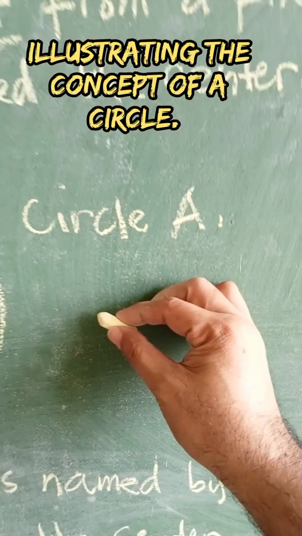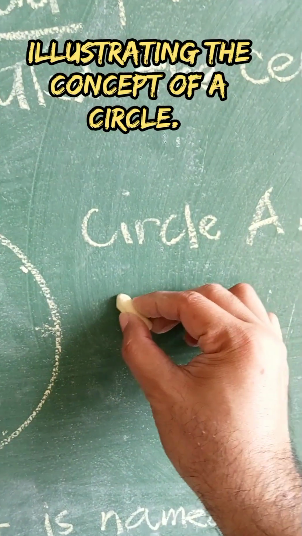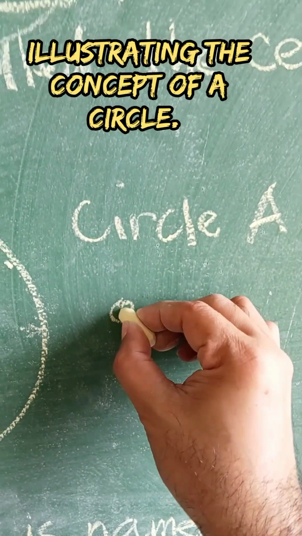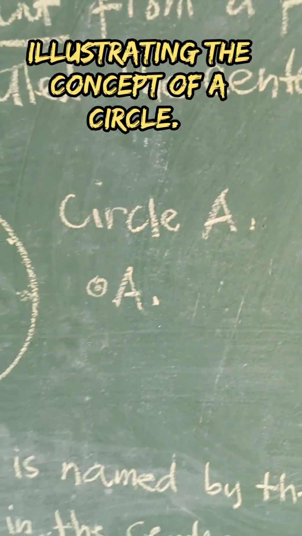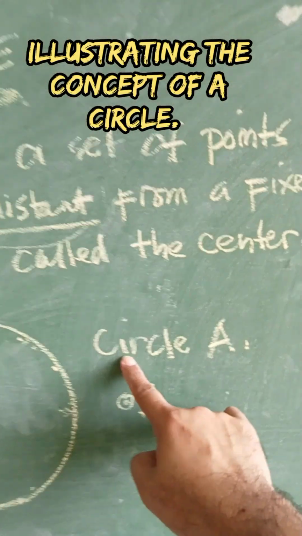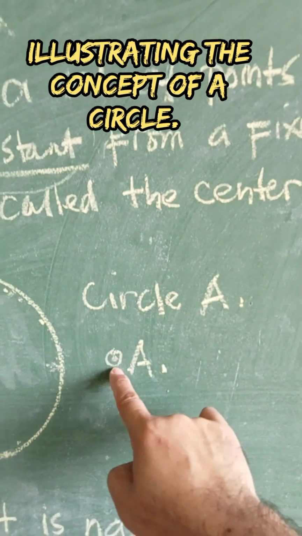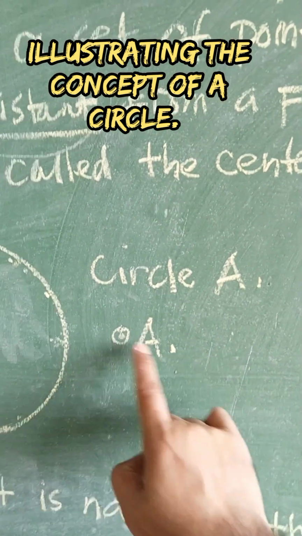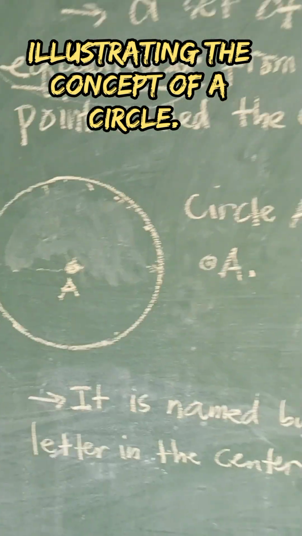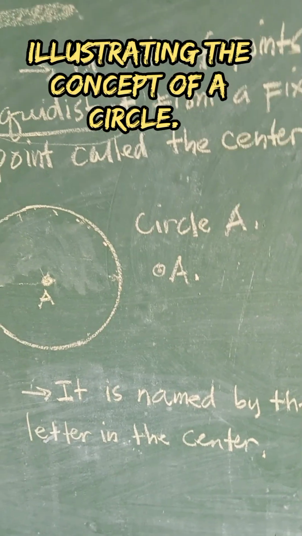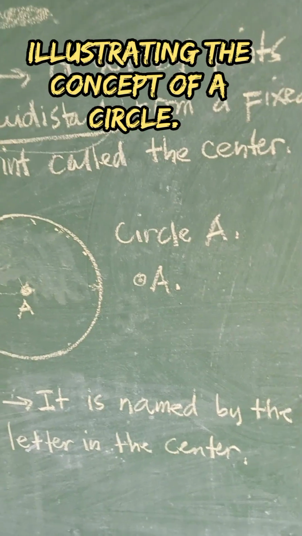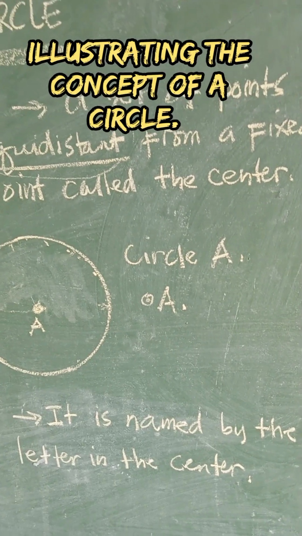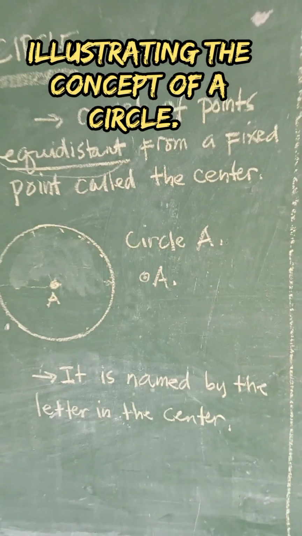Or simply in geometrical symbols, you just have to draw a small circle with the letter in the center. So circle A, as word or symbol, geometrical figure, circle A. So that's how you name the circle. So I hope you have now the concrete review of how to illustrate the concept of a circle.